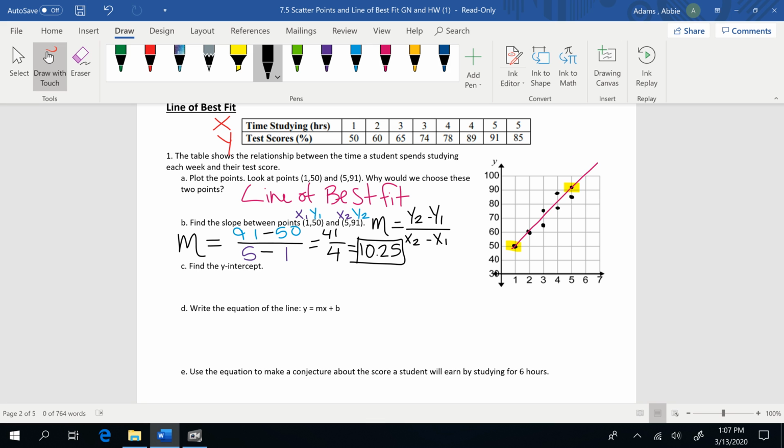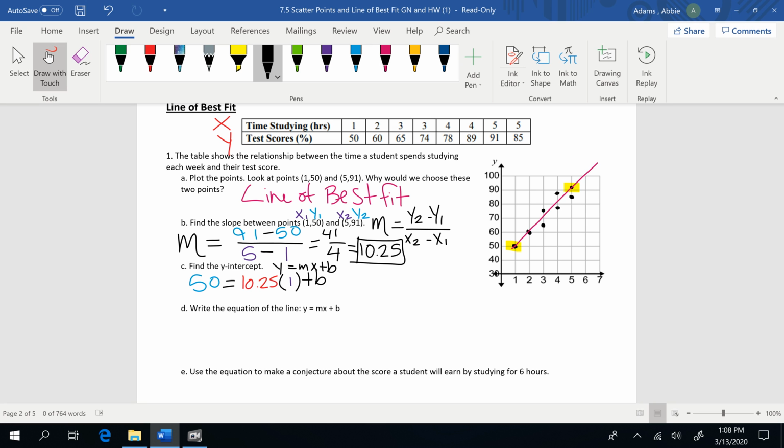Alright, so from our slope, let's find our y-intercept. Remember, the equation can be written as y equals mx plus b, where m is your slope, and you can use any of your points on this scatter plot now. Well, let's use either the point (1, 50) or (5, 91) to find our y-intercept. So let's take the point (1, 50). I'm going to use the y from that point, so I'm going to say 50 is equal to my slope, which was 10.25, and multiply that by my x value, which is 1, plus my unknown, which is my y-intercept.